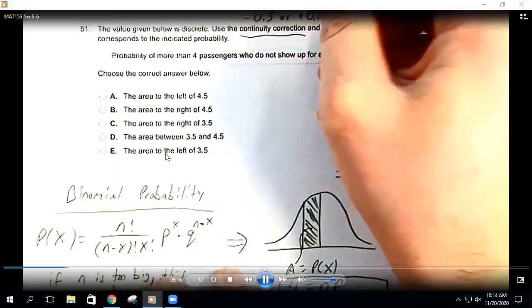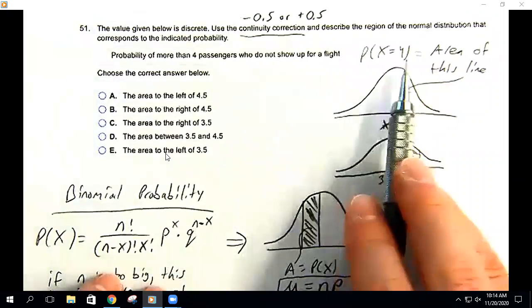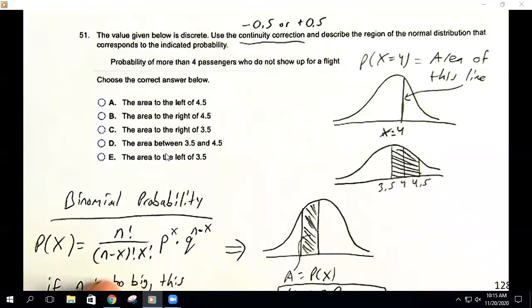So in all the numbers they give us today, we're either going to subtract 0.5 from the number or add 0.5 to the number. So you're never going to use the numbers they give you today. You're always going to continuity correct them with either minus 0.5 or plus 0.5.